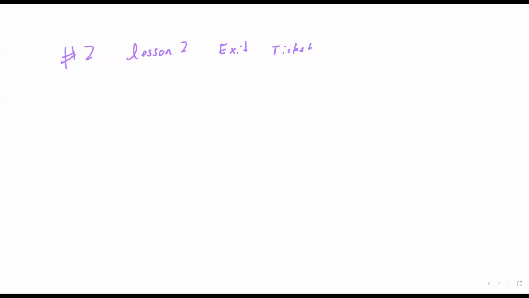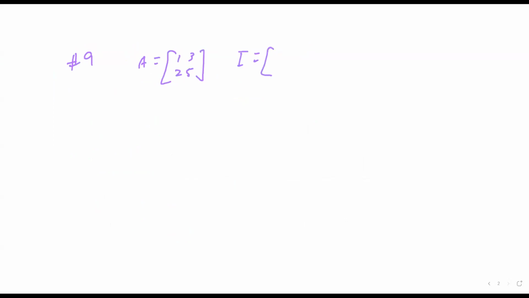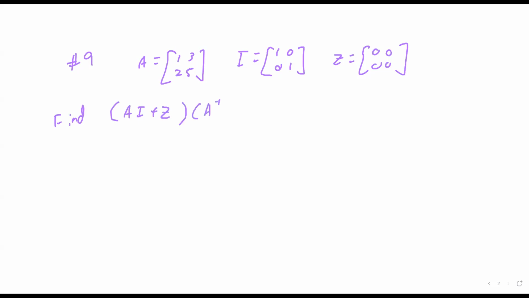All right, so on this one here, number 9, let's say A equals 1, 3, 2, 5. Let's say I is the identity matrix. What's the identity matrix? Let's say Z is the zero matrix. What is the zero matrix? I want you to find this guy. I told you there was a problem on there that basically brings everything into one problem.